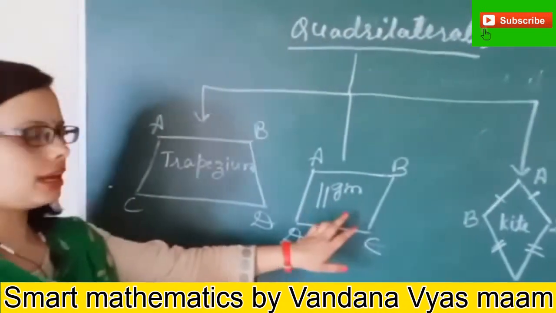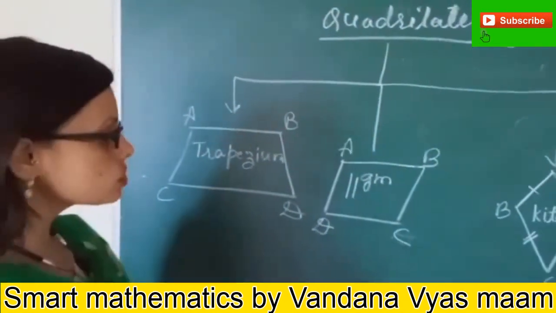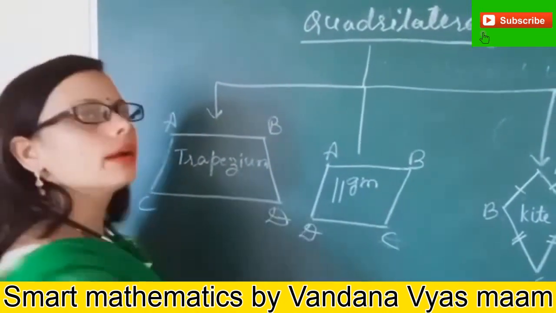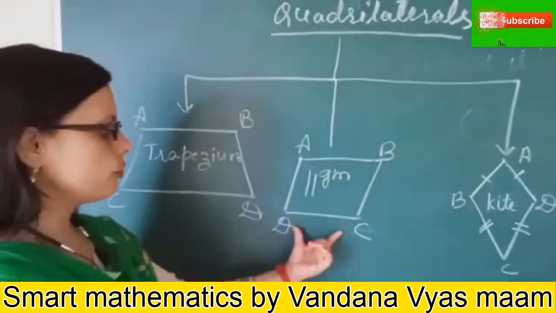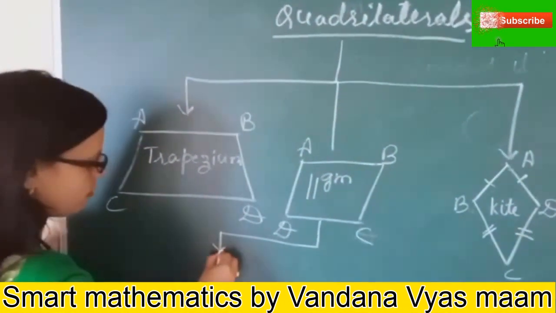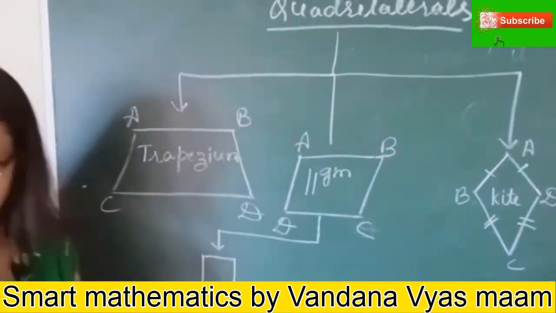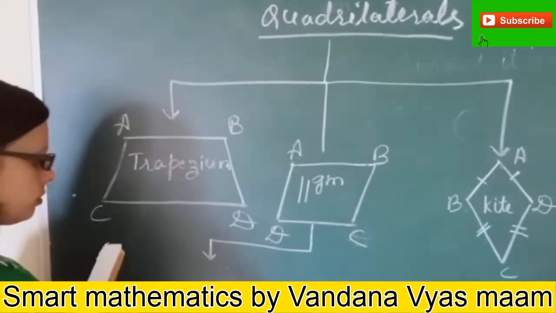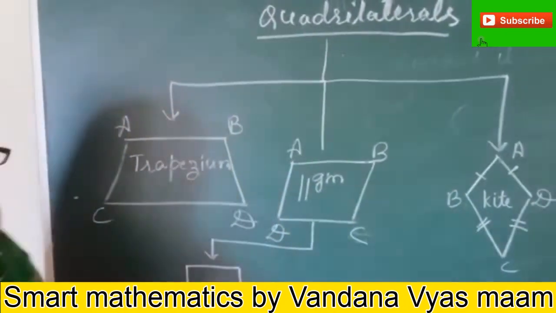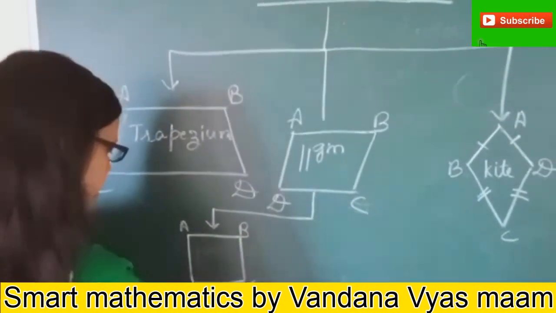Now come to the parallelogram. We will discuss parallelogram in detail. So students, in a parallelogram, both the pairs of opposite sides are parallel. So there are a few parallelograms. First is square. This is a square. Suppose this is A, B, C and D.